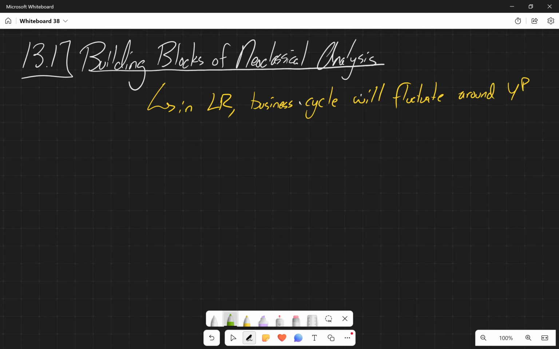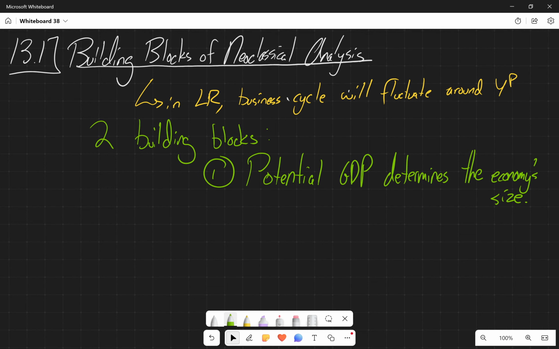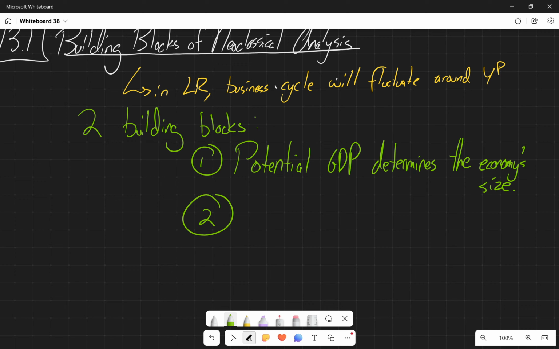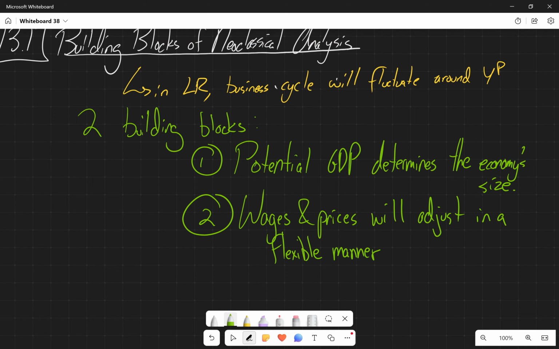So we have two fundamental building blocks of neoclassical economics. The first one is the fact that the potential GDP determines the economy's size. And the second one is that our wages and prices will adjust in a flexible manner such that the economy will adjust back to its potential GDP level of output.